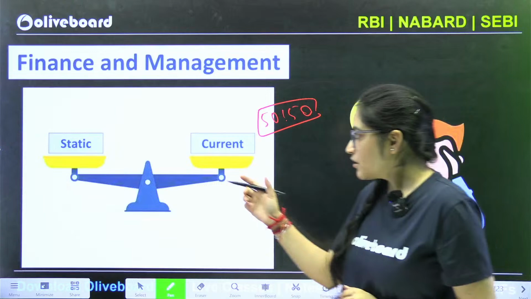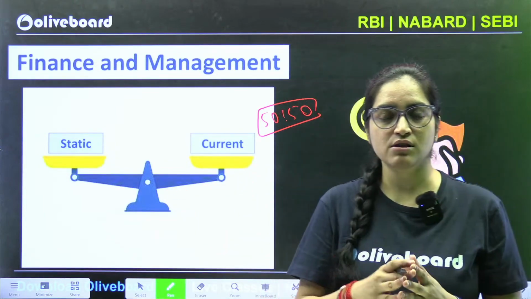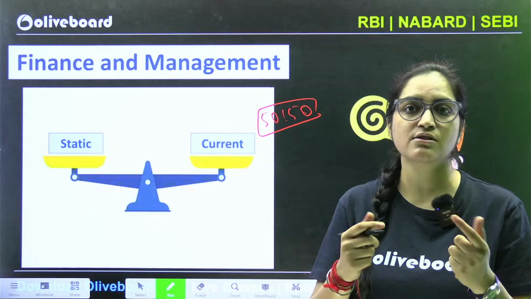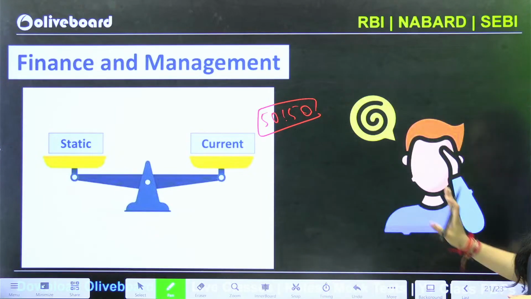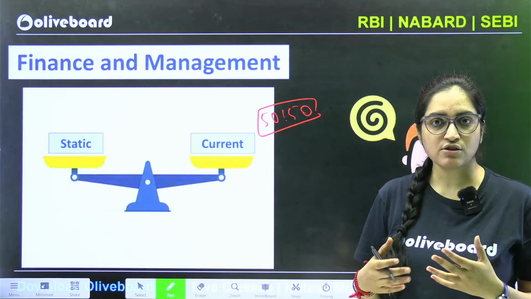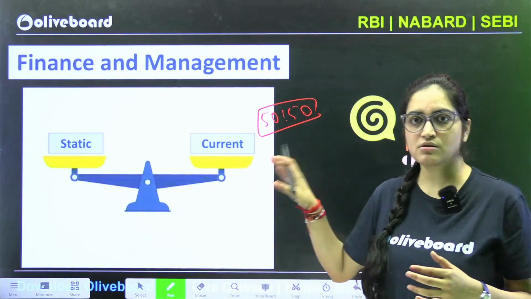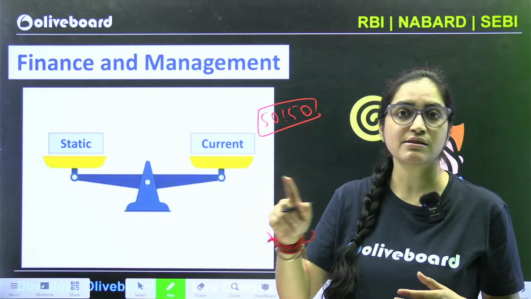Next, for current affairs, RBI circulars, whatever economy and finance related news is there, SEBI circulars, NABARD circulars, that is where they will help you out. So finance and management, because this is pretty much 50:50. Management is completely static. You can start with management and you can revise it multiple times.